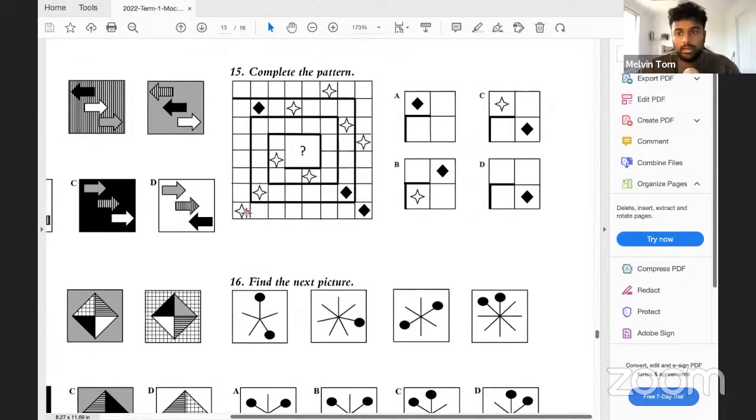So I know what the pattern of the star is, which is essentially a star per column. In here we already have a star. We already have a star here. So it's not C. The answer is D.